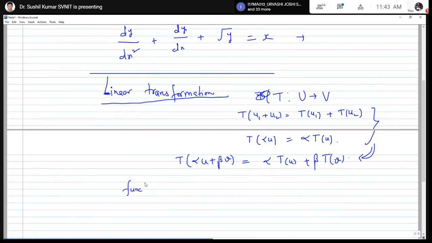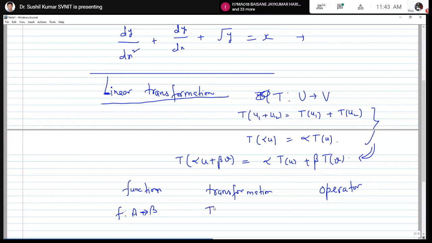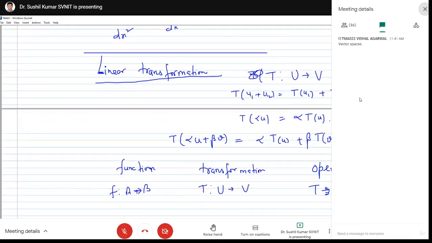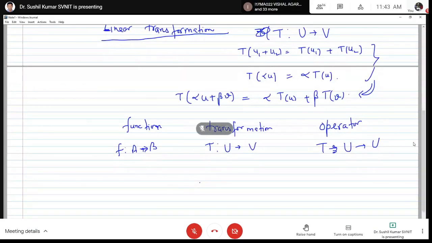We have function, transformation, and we have operator. Function is from one set to another set. Transformation is one vector space to another vector space. Operator is again transformation from same vector space to same vector space. Differential operator, पढ़ा है ना? Differential operator. It's not called differential transformation. Why it is called differential operator?